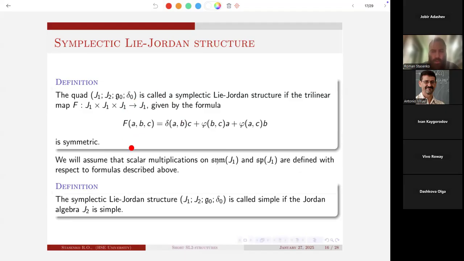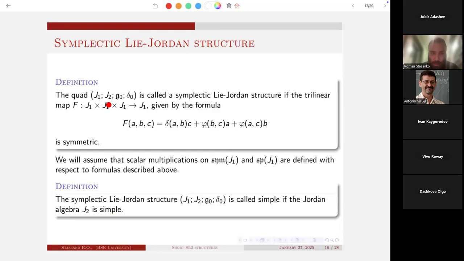Of course, we will assume that the scalar multiplication on the algebra of symmetric operators of the symplectic space and the symplectic operators are defined with respect to the formulas described above. And this Lee-Jordan structure is called simple if the Jordan algebra J2 is simple. So the simplicity is defined in a very simple way. If we take a simple Jordan algebra, we will get the simple symplectic Lee-Jordan structure.